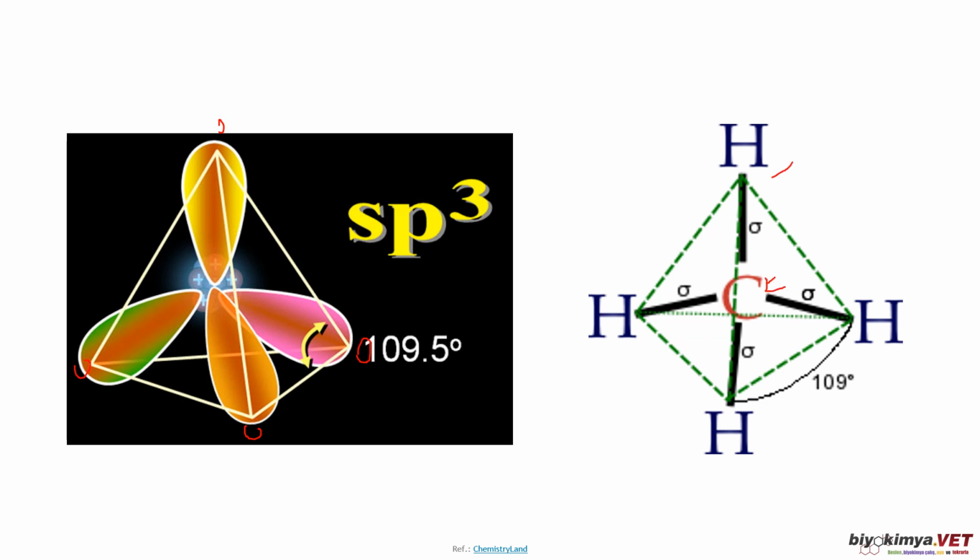And here you see methane, the natural gas, and here the carbon is in the sp3 hybrid model, and it forms sigma bonds, which means single bonds between the carbon and hydrogens, 4 single bonds.